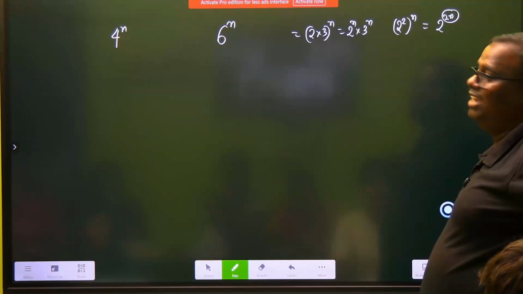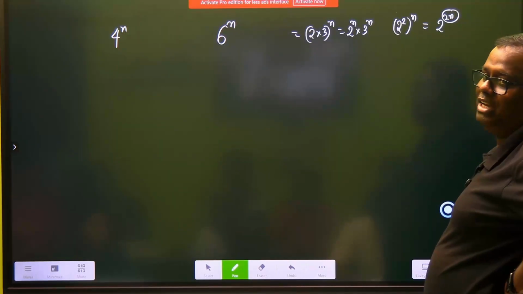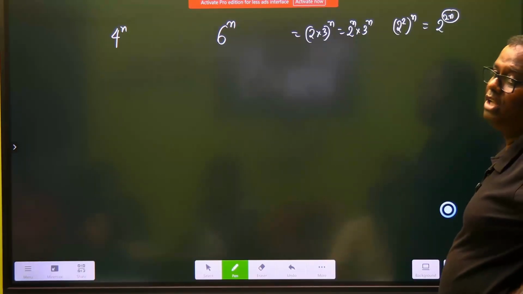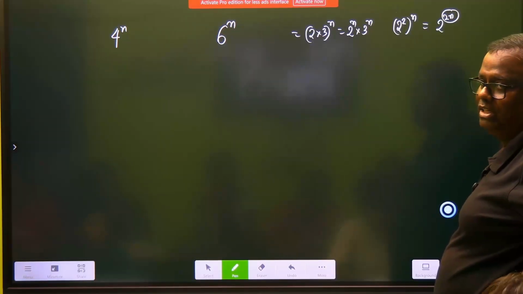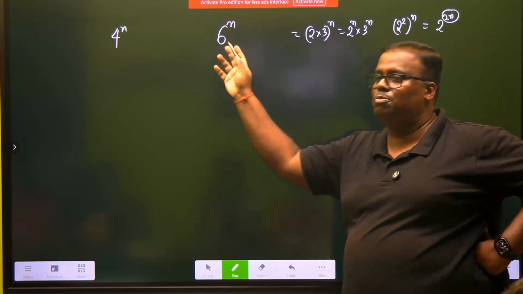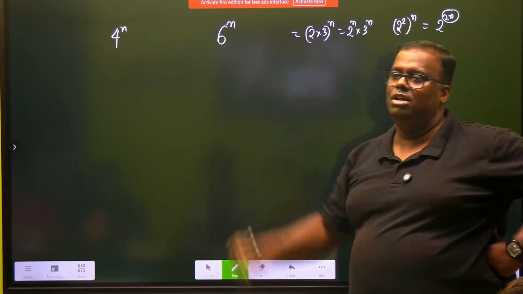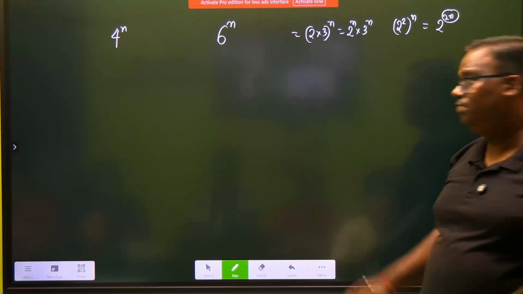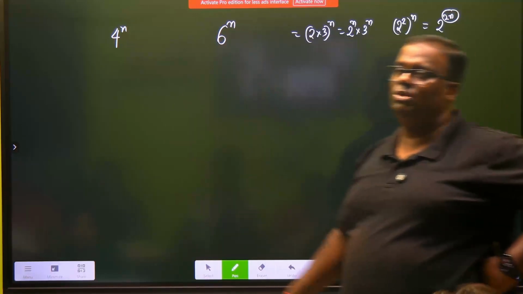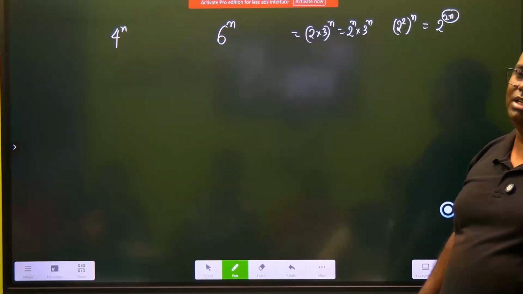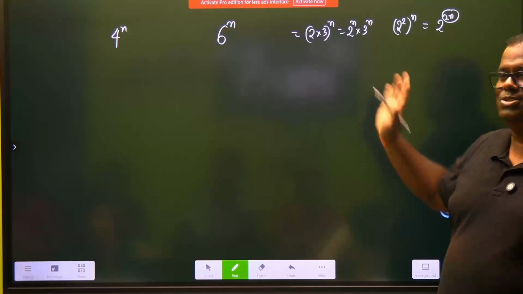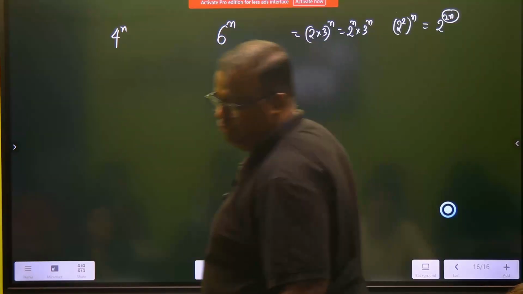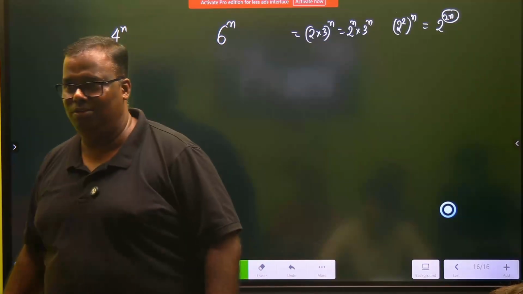So we can write 2 to the power n into 3 to the power n does not have any 5 as any of the factors. Therefore, no value of n will actually have an expansion with a factor ending in 0. This chapter does not have anything more than that. If you feel I have left out something, I don't think I have left out anything.